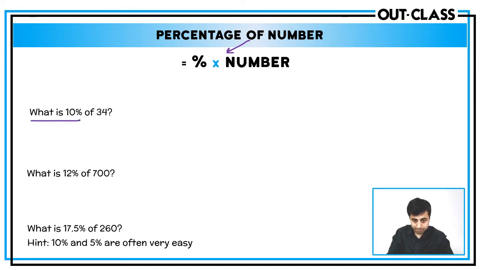What is 10% of 34? So 10% of 34, I'm just multiplying. So let me just simplify. 10%, instead of the percent, I'm going to write, remember percent is per 100, so divided by 100 times 34, right? And now I just have to simplify. So the 0 gets cancelled with a 0. I'm left with 34 divided by 10.